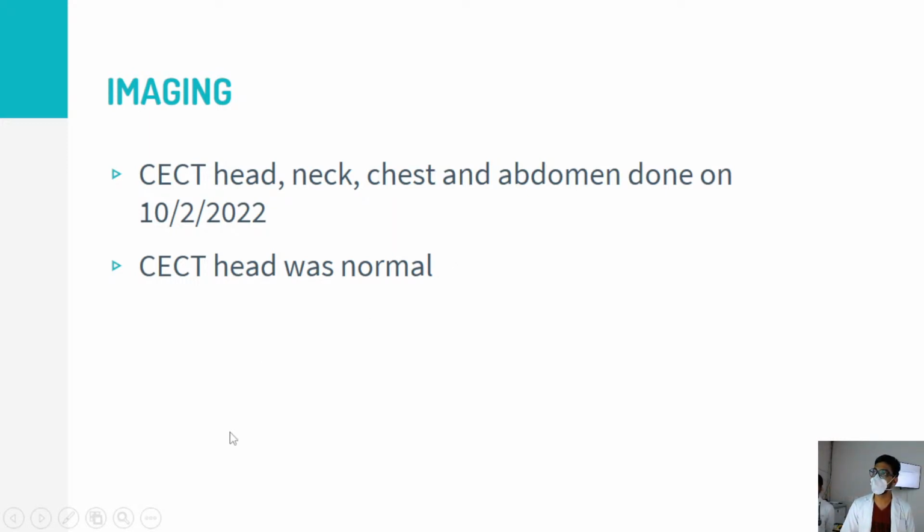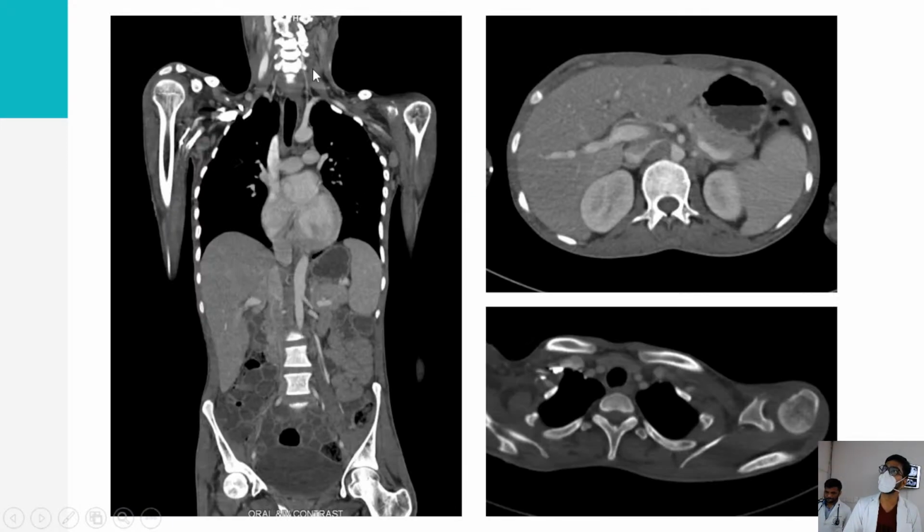I'd like to discuss the imaging findings of this case. We did a CECT head, neck, chest, and abdomen on the 10th of Feb for this patient, and the CT head was completely normal. In the chest and abdomen, there were enlarged cervical, axillary, and retroperitoneal lymph nodes, as well as an AP window lymph node in the mediastinum. Another finding was the presence of hepatomegaly.